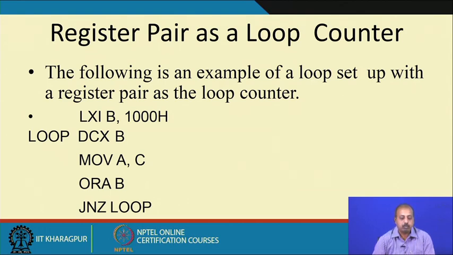So we can have a loop like JNZ loop, which will go back to the instruction whose label is loop. In different assemblers you will find slight variation. Sometimes these labels are written directly, with just a space between the label and the instruction. In some cases you will find that there will be a colon after the label loop, so that it is identified as a label in some assemblers.